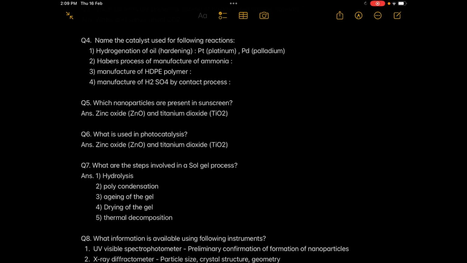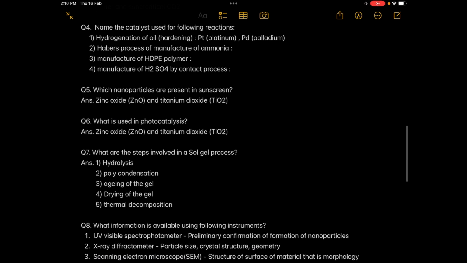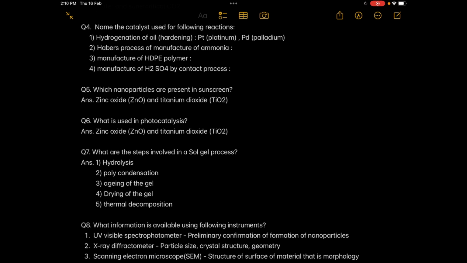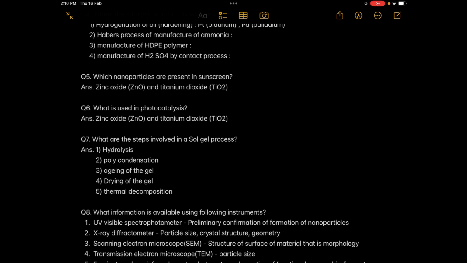The next one is Haber's process of manufacturing of ammonia. Here you can include iron with molybdenum can be used as a catalyst. Manufacturing of HDP, that is high density polyethylene polymer. The very important catalyst that is called as Ziegler-Natta catalyst, that is TiCl4 plus we can have triethyl aluminium. The next one, manufacturing of sulfuric acid by contact process. We can have 2 over here. One can be vanadium pentoxide and the other can be asbestos sheets, platinized asbestos sheets.